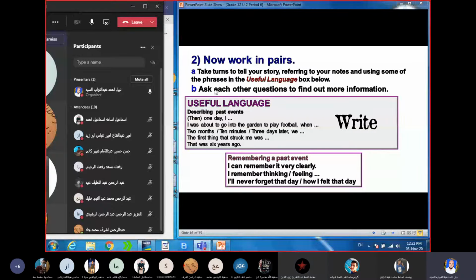Okay. So you can choose one of the topics and from the 4 events and use the useful language sentences or phrases here that can help you to describe past events and talk about your feelings. Talk about the people who were involved in this situation and talk about where you were, talk about the place.